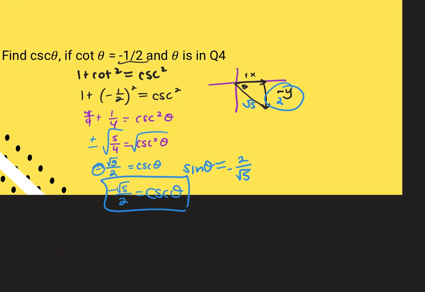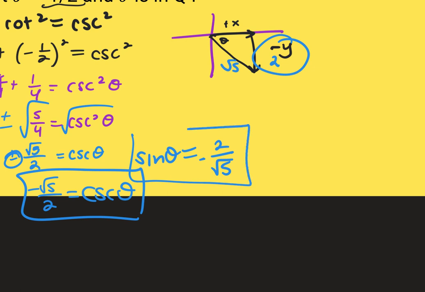Once I flip it, I get sine, right? Reciprocal is sine. And so 2 over root 5 means the opposite side because sine is opposite over hypotenuse. So opposite the theta would be the 2, and the hypotenuse would be the root 5. But the 2 has to be negative because the y is moving down. So that's how I know to pick it as a negative root 5 over 2.